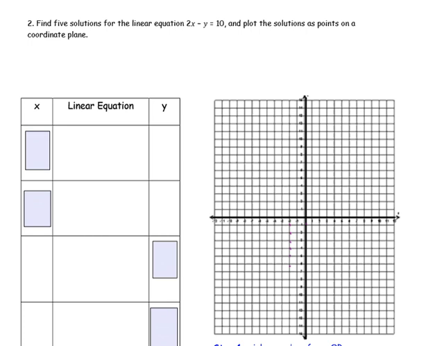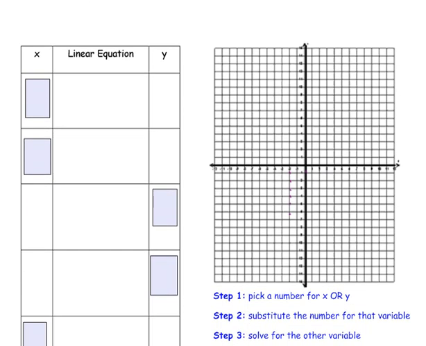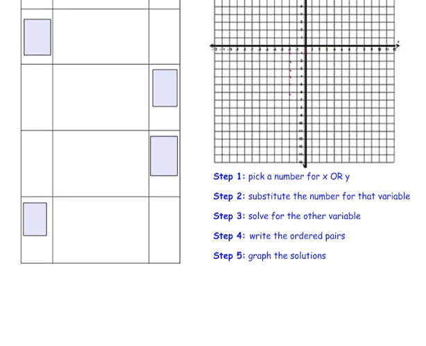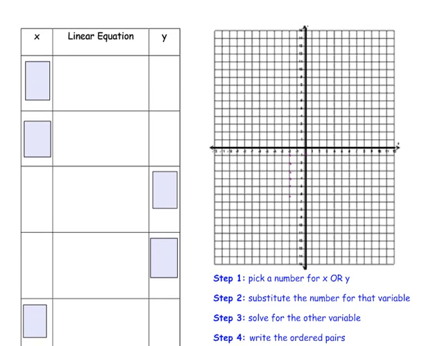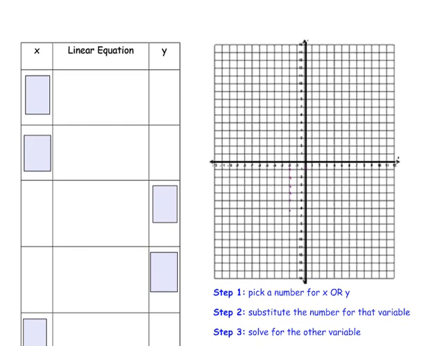Let's first write down the steps to solving this problem. Step 1 is to pick a number for x or y. Step 2 is to substitute the number for that variable. Step 3, solve for the other variable. Step 4, write the ordered pairs. Step 5, graph the solutions. Let's do those steps and solve this problem.